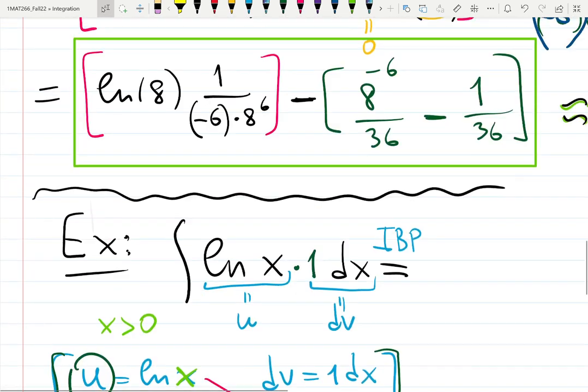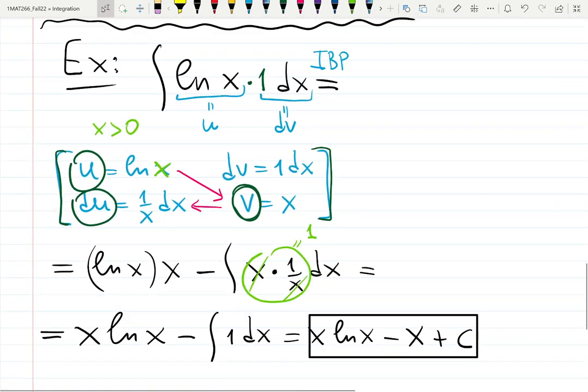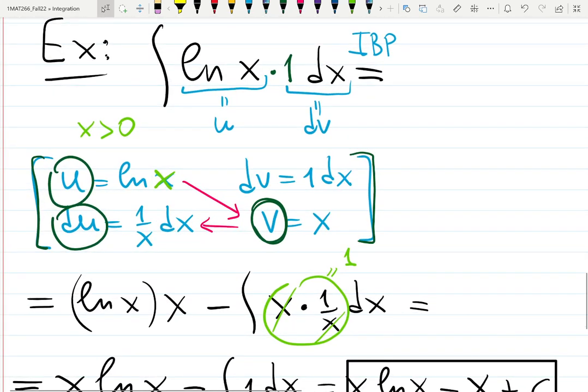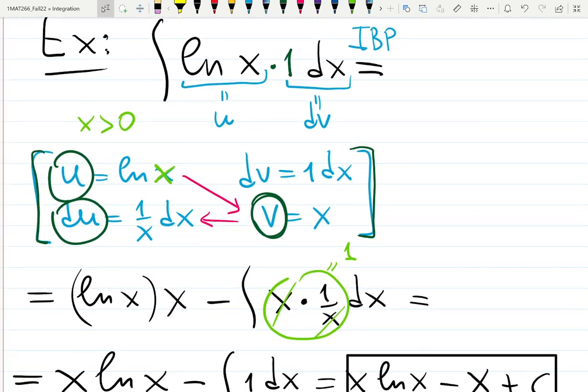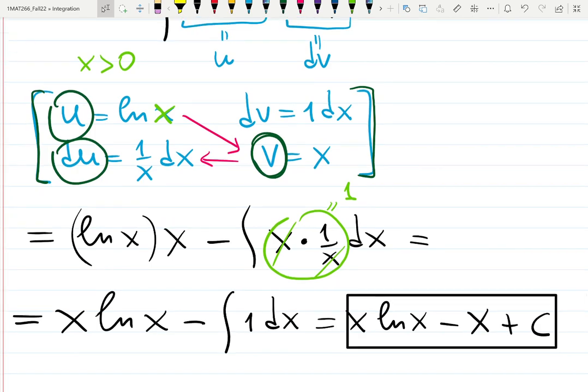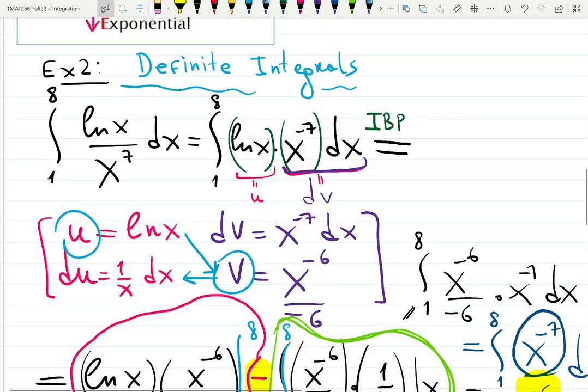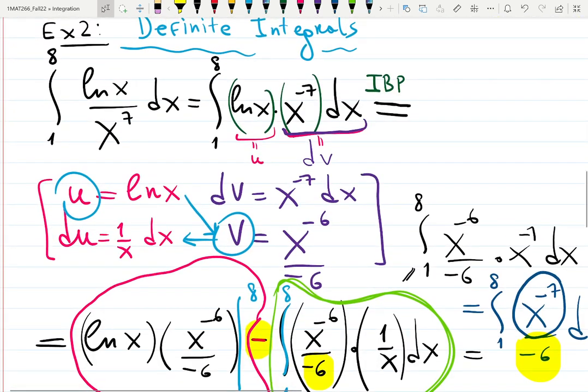So, one more thing I wanted to mention. Check this out. Here, we have an indefinite integral. The answer is a function. We know that. We perform integration by parts. But when the integral was definite, then what? With a definite integral, we never changed the limits of integration. 1 and 8 stayed as 1 and 8, as you can see.